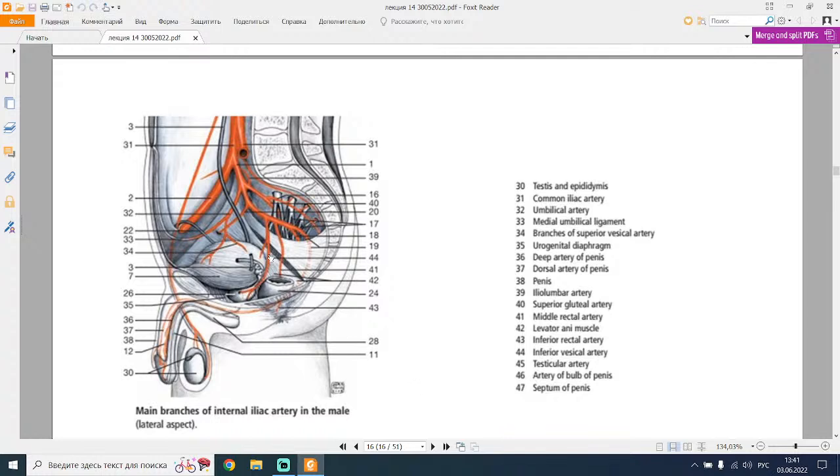What do you see? Arteria vesicalis inferior. This is arteria vesicalis superior. This is inferior. This is superior branches. Inferior vesicalis.